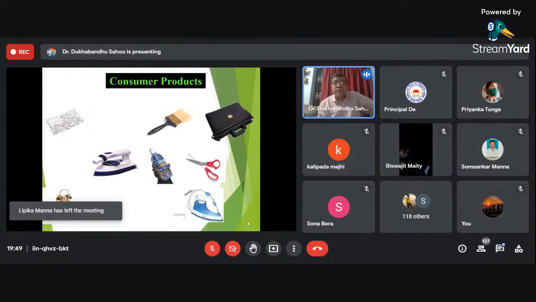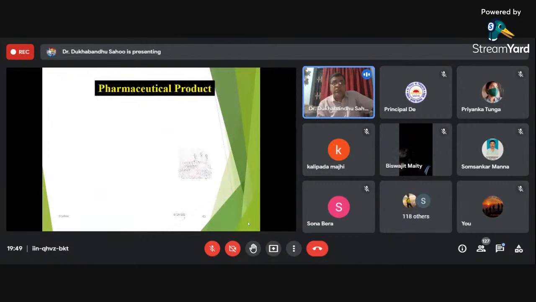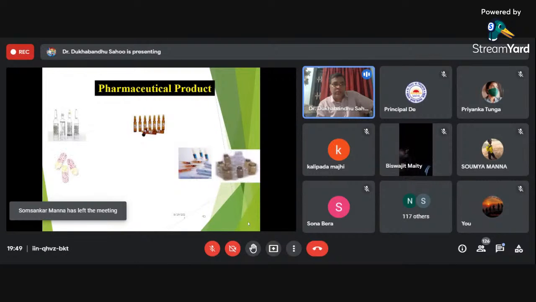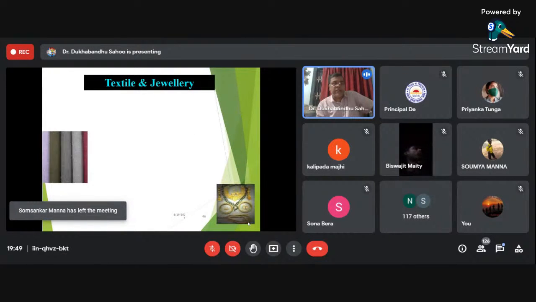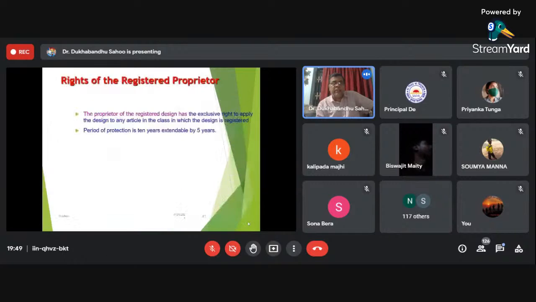Let's look at certain designs. These are the designs of consumer products. Then pharmaceutical products, these are the designs. Textile and jewelry, these are the designs. It is the registered proprietor who has created the design. The proprietor of the registered design has the exclusive right to apply this design to the article in the class in which the design is registered. And this is given for 10 years and can be extended for a further 5 years.